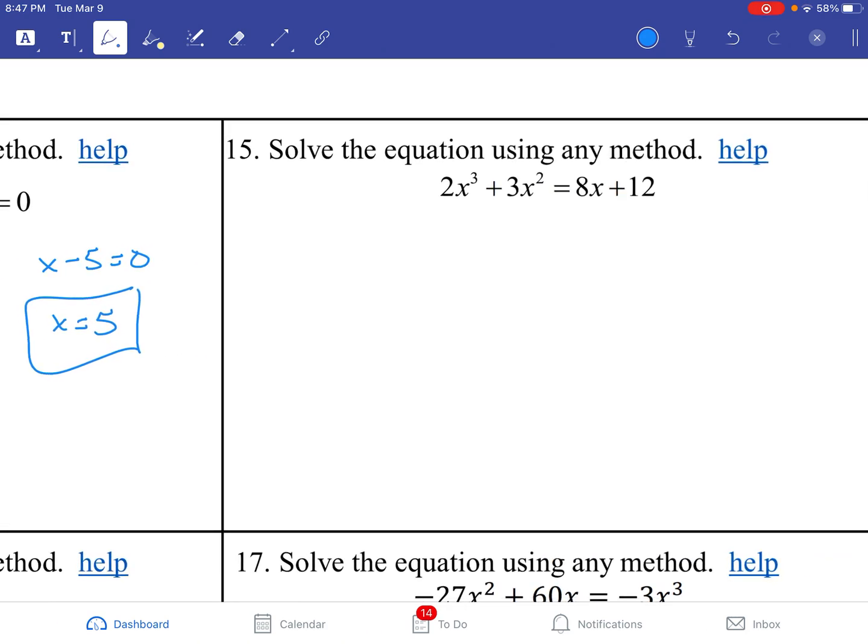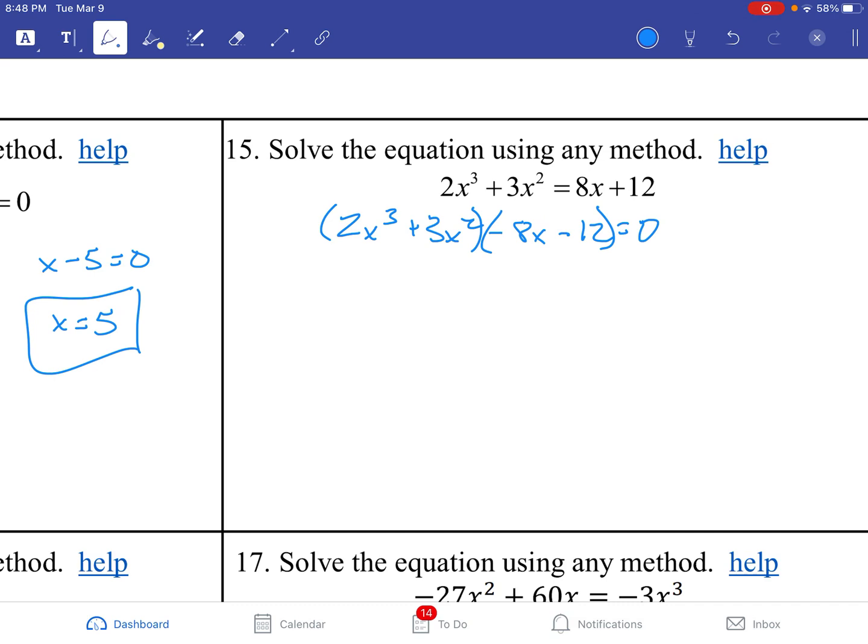Okay. Next, all this stuff needs to be put on one side. So we have 2x to the third plus 3x squared minus 8x minus 12 and set it equal to 0. Okay, these are the problems we had from last unit where we have 4 terms, so we're going to group them and find the greatest common factor.